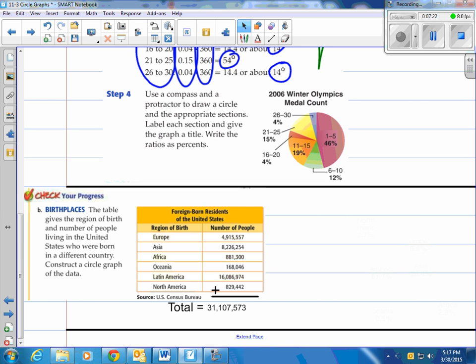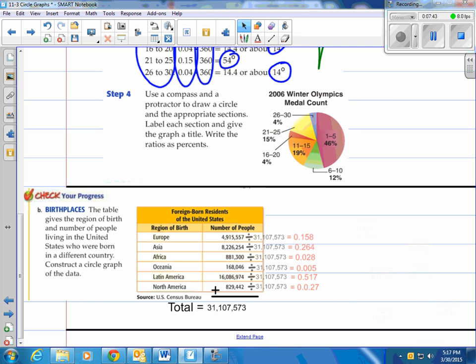So out of 31,107,573 people, 4,915,557 people were from Europe, originally born in Europe. So what we need to do is divide that number by the 31 million number. And that's what you do with all of them.